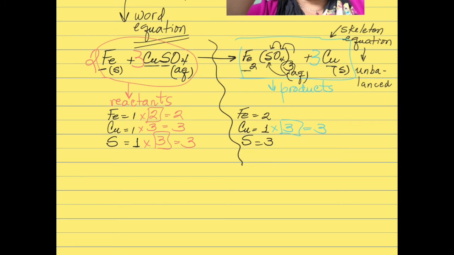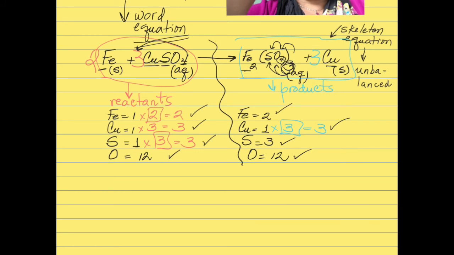So I have 2 irons, 3 copper, 3 sulfur, and the last one that I need to balance over there is the oxygen. I have 4 atoms, but I have the 4 atoms 3 times, so oxygen in my reactants, I have 12. Oxygen in the products, I have 4 atoms inside the parentheses, but I have that polyatomic ion 3 times, so 3 multiplied by 4, and my equation is already balanced.